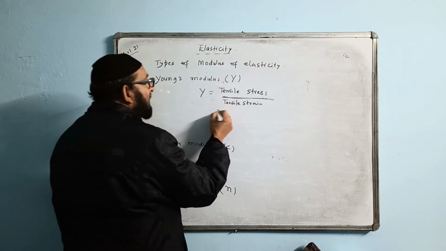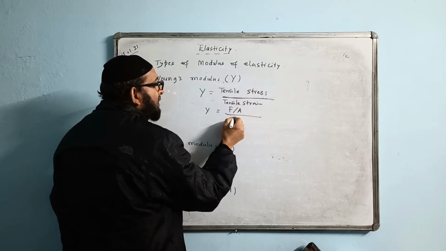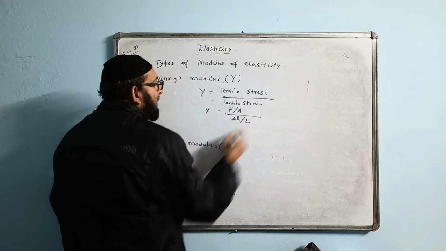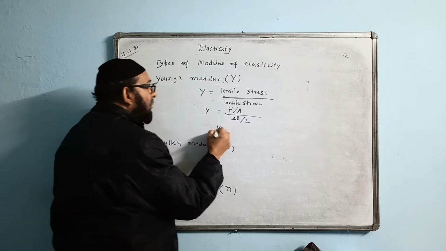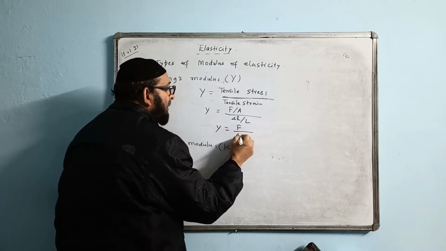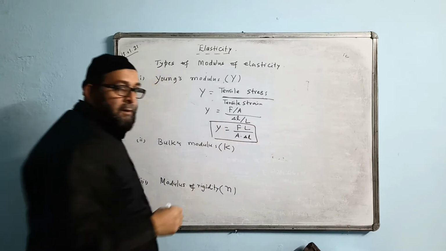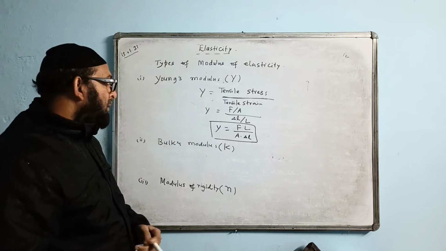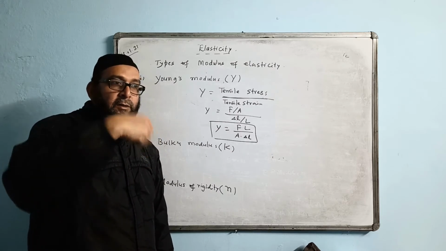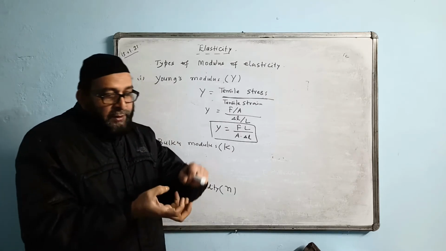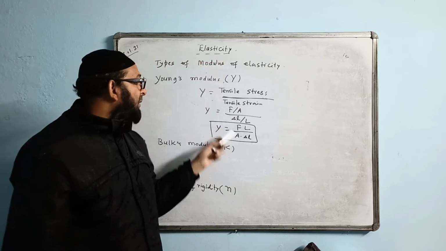So the formula we can write is Y equals F by A over delta L by L, where delta L is the elongation and L is the original length. If you write all together, it becomes Y equals F L by A delta L. So this is the formula of Y. If we have a heavy string, then due to its own weight it also gets elongated when you suspend it in the air. That time F will be equal to mg.